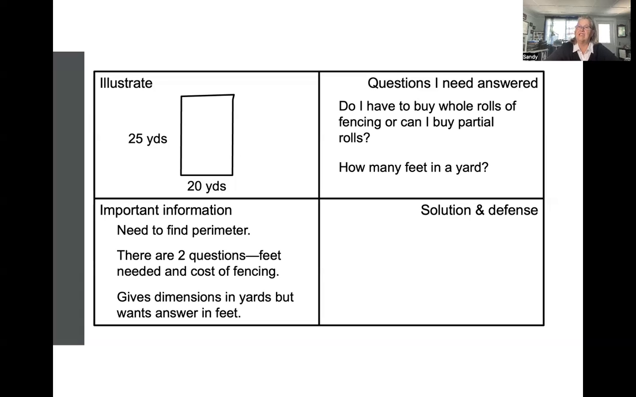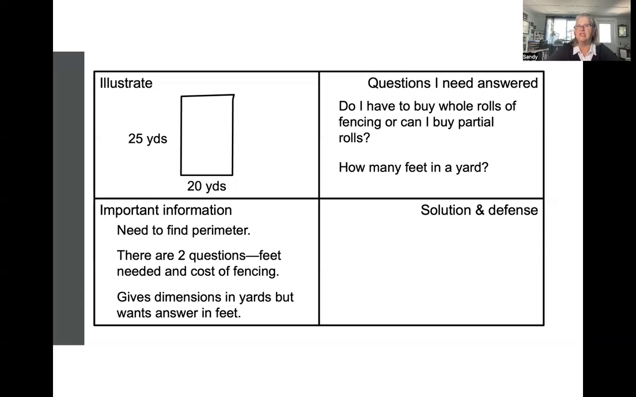Or I might need to keep in mind it's giving me dimensions in yards, but it wants the answer in feet. See, that's the kind of thing that helps me make sure I answer the question that is asked and I don't find the area, I find the perimeter. See, I want to keep that in mind and that I answer both questions.